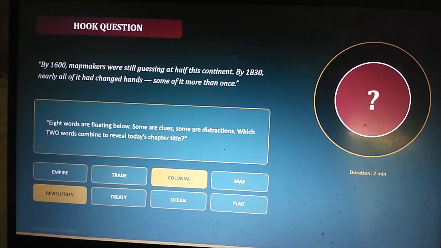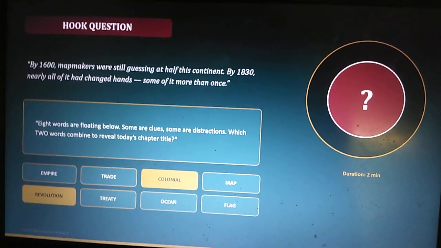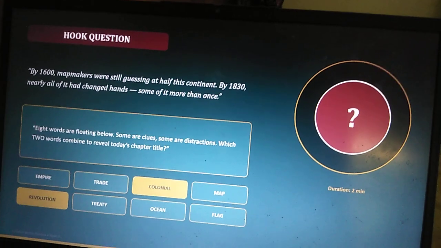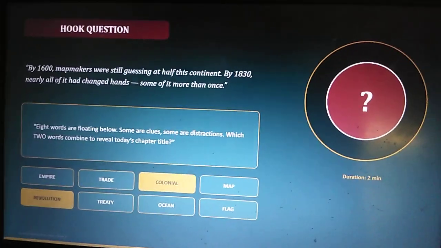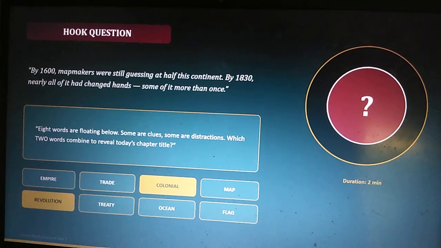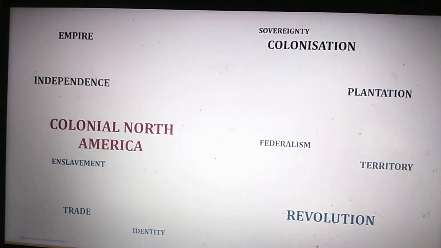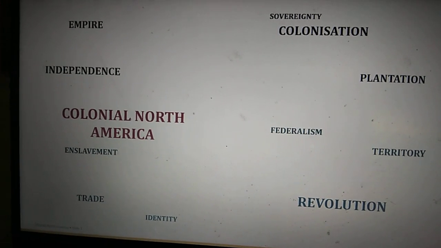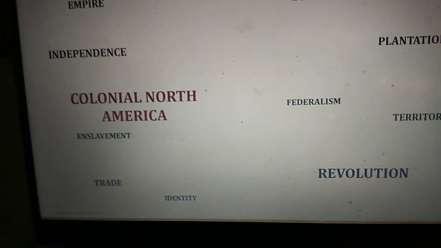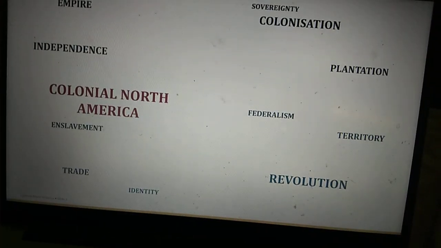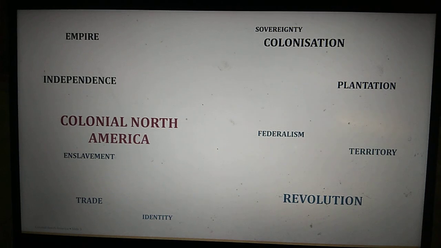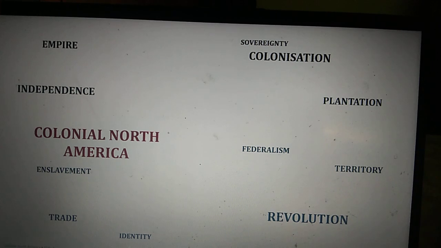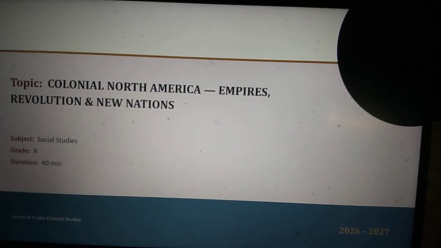Going to the next slide, again I have given them the same hook question with one instruction, and try to make sure the teacher's talk should be around 5 to 6 minutes. It should not go beyond that. Here, to make the children guess the name of the chapter, I give them a few words on the screen, and if you want, you can make them floating also. The words will be floating, and the children will guess the name of the chapter. So, the name of the chapter that we are going to do today is Colonial North America.